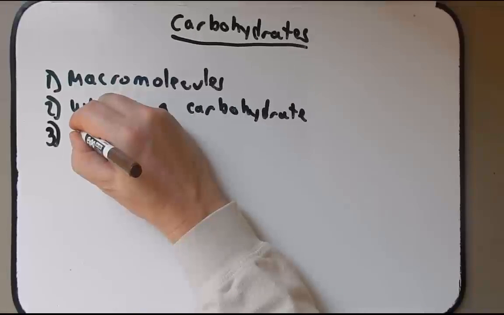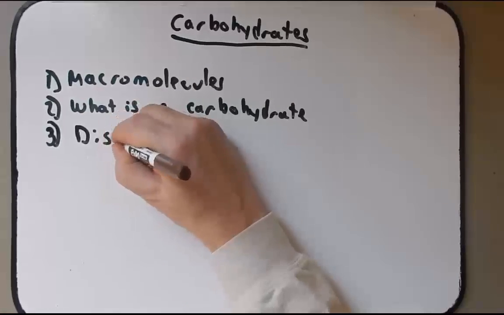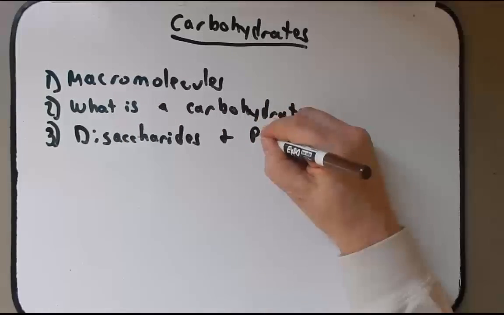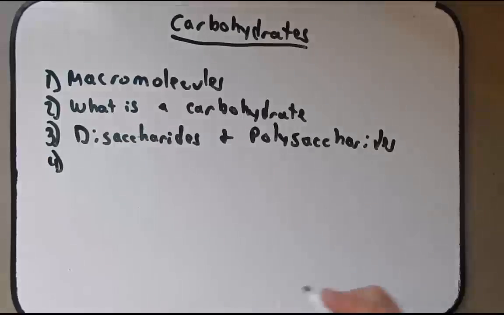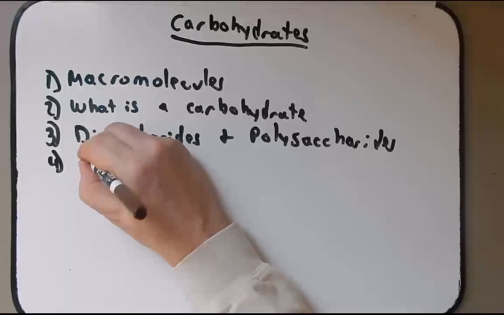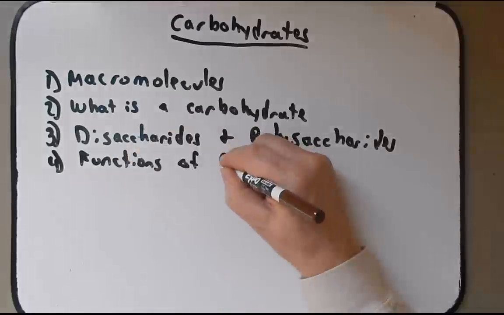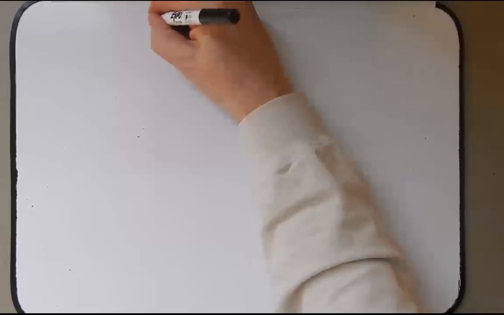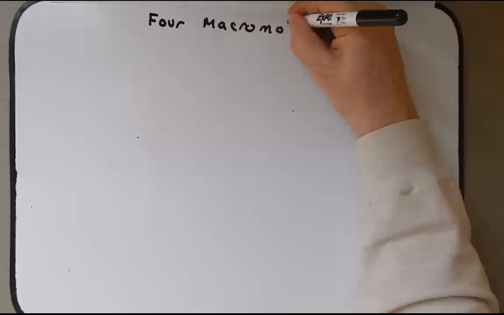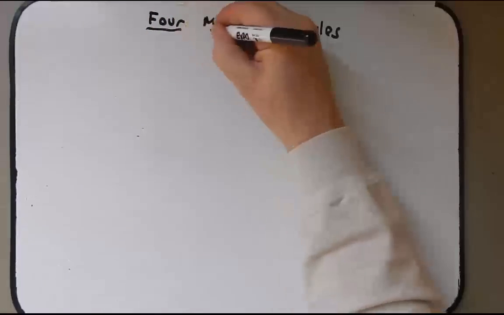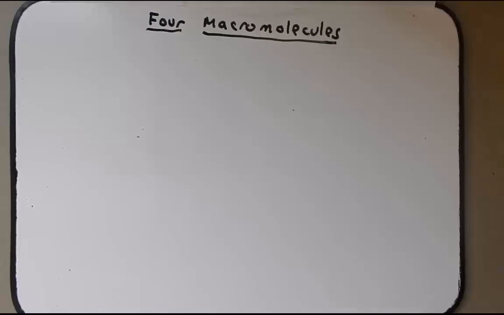And then we want to talk about disaccharides and polysaccharides. And then we're going to close with a brief discussion on the functions of carbohydrates. So let's talk about the four macromolecules. I suspect you talked about these to some extent in Biology 111, but I think it's a good opportunity to review some of this information.